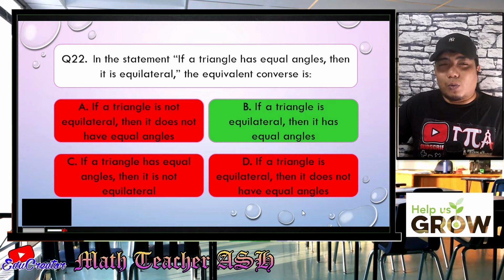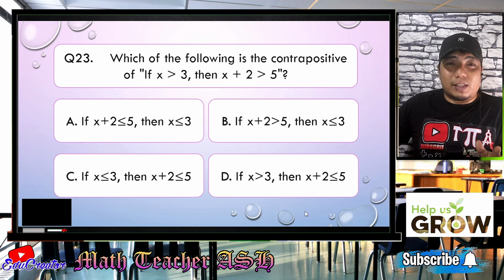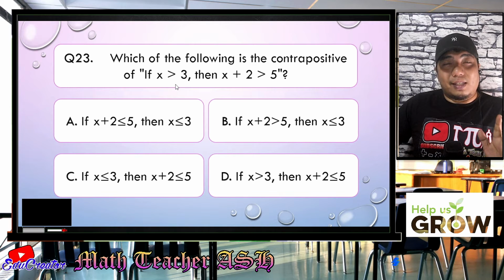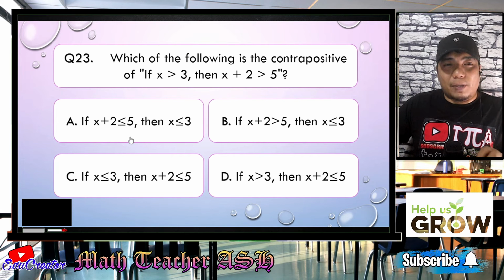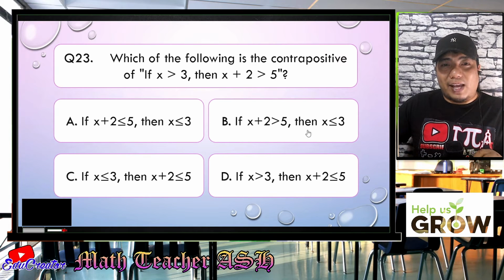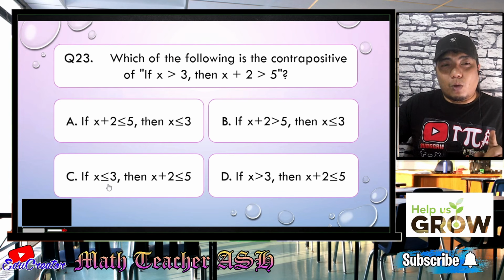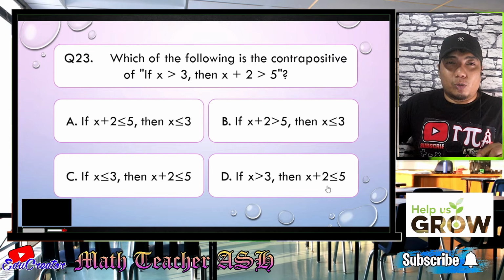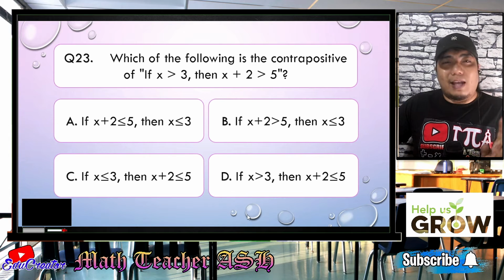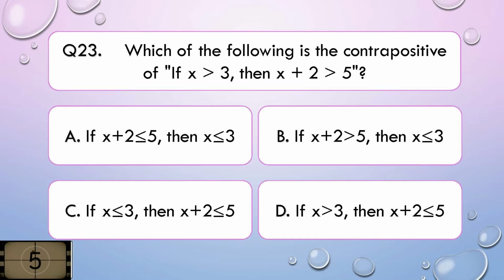Now let us go to question number 23. Which of the following is the contrapositive of: if x is greater than 3, then x plus 2 is greater than 5? A. If x plus 2 is less than or equal to 5, then x is less than or equal to 3. B. If x plus 2 is greater than 5, then x is less than or equal to 3. C. If x is less than or equal to 3, then x plus 2 is less than or equal to 5. Or letter D. If x is greater than 3, then x plus 2 is less than or equal to 5. I'll give you 5 seconds to think about your answer.